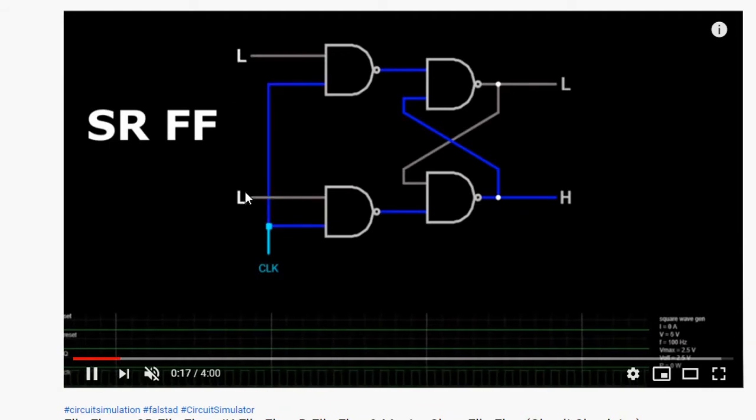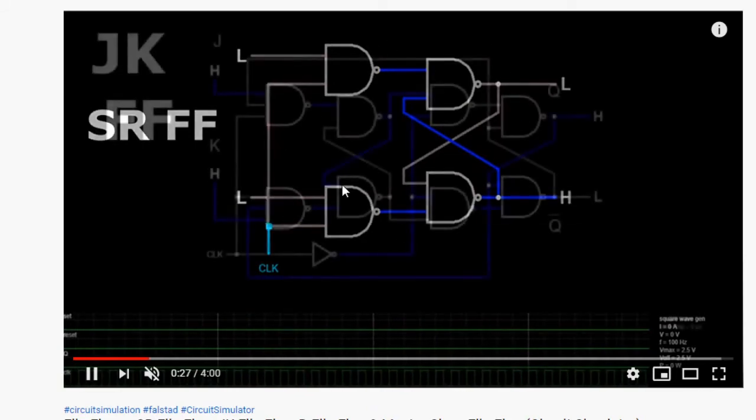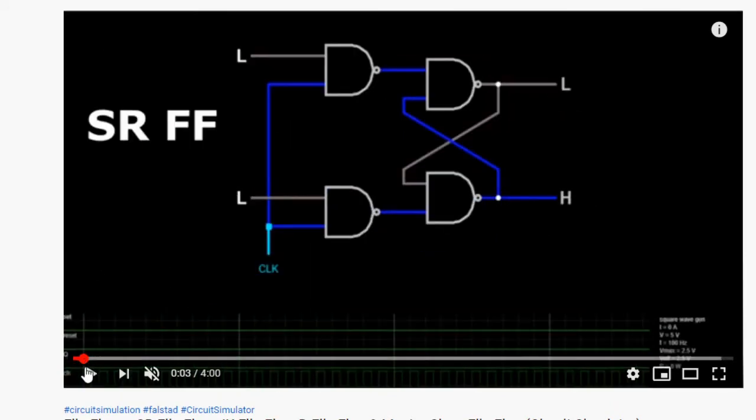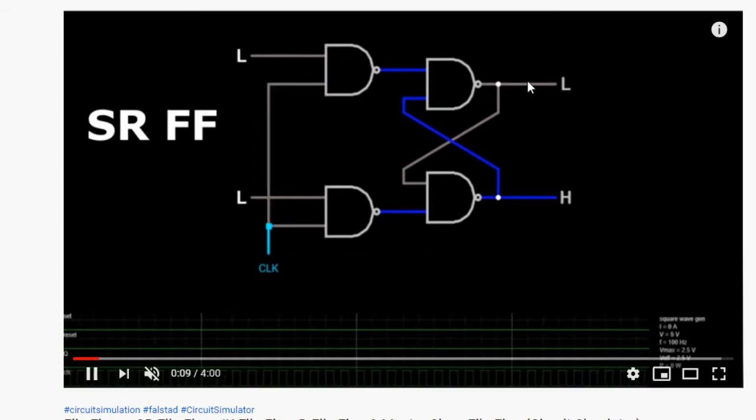So what controls the output? It remembers what the previous state was. This is the output, and this is realized using AND gates. I can switch this. If I set this high or low, I control the output. Though the clock changes, it remembers the state based on the input.